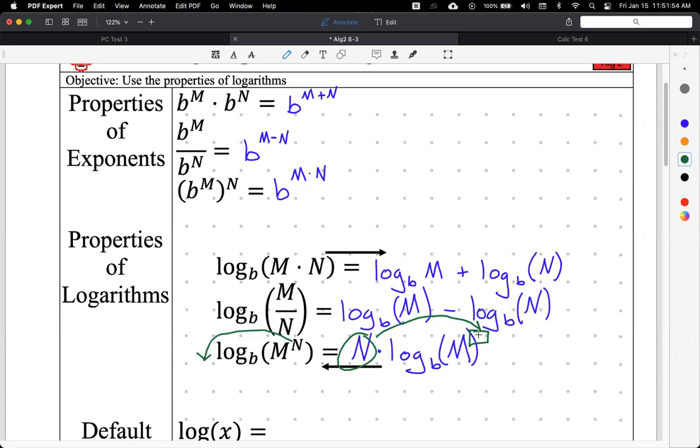So in Khan Academy, they're going to use words like expand. They don't say condense. I use the word condense, but they don't. So what does it mean to expand? Expand looks like this. This is expanding.